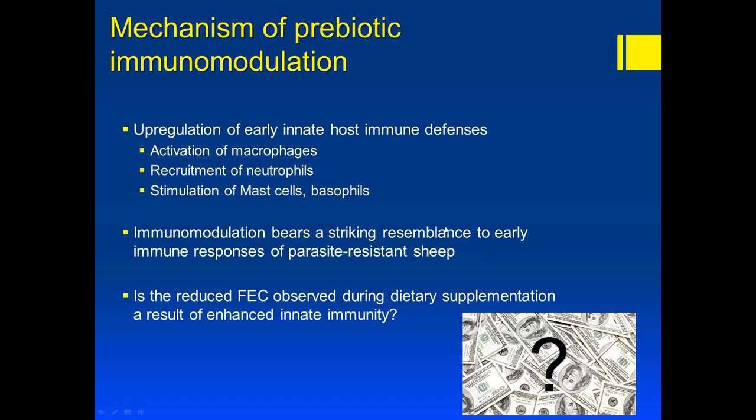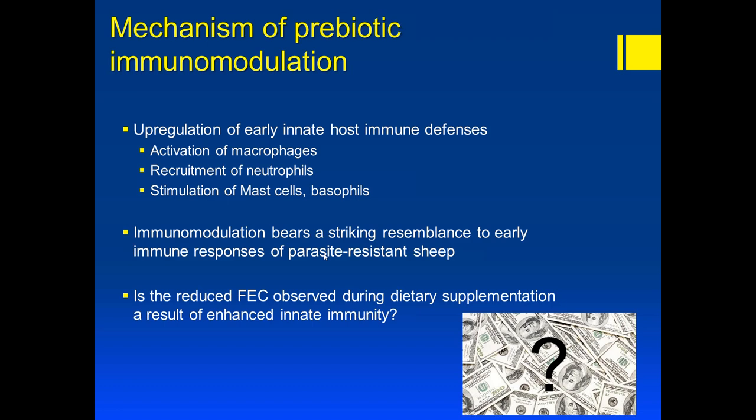Immunomodulation bears a striking resemblance to early immune responses generated by parasite-resistant sheep. So remember, we talked about all of those cells that are accumulating at the site of infection. Well, those are the same cells that we believe are upregulated during this modulation. And is there a reduced FEC? Is this reduced fecal egg count observed really a result of enhanced innate immunity?